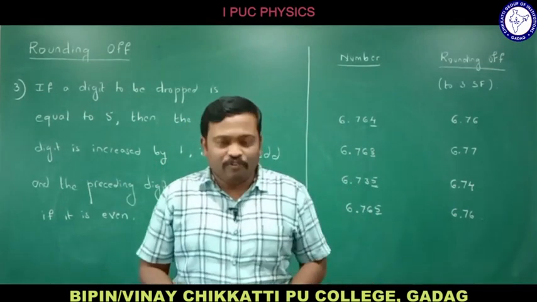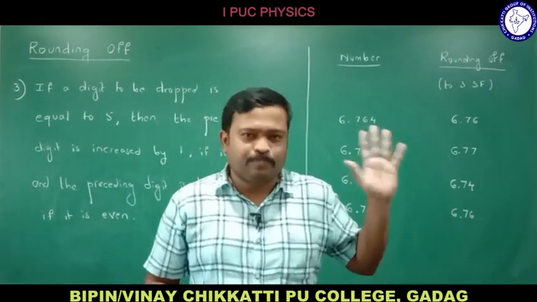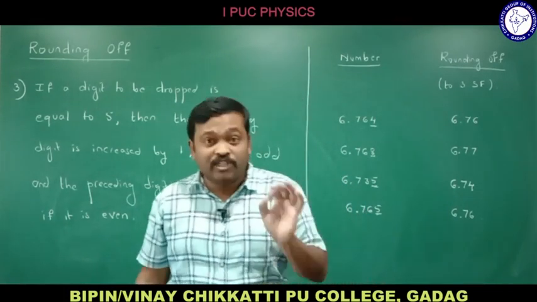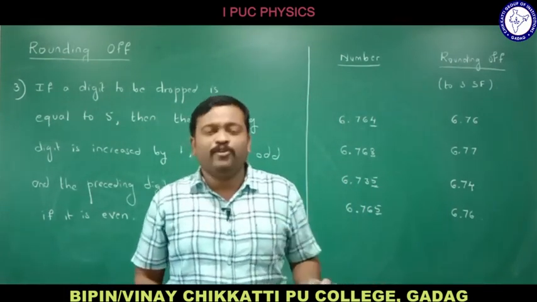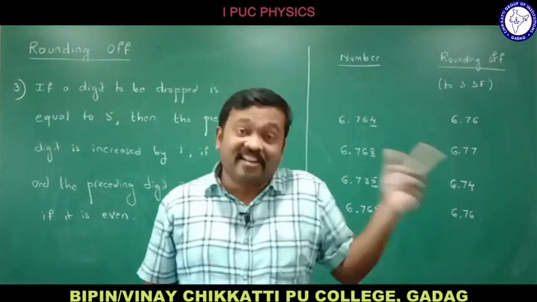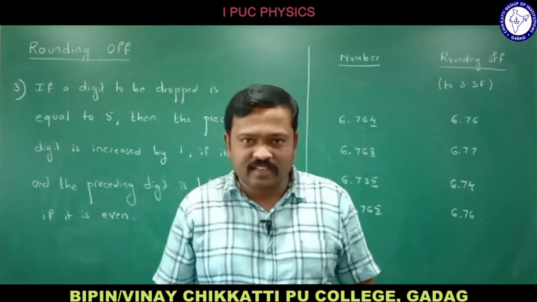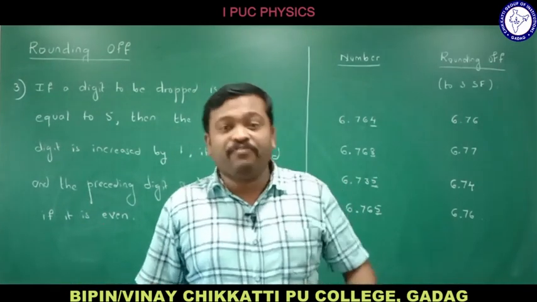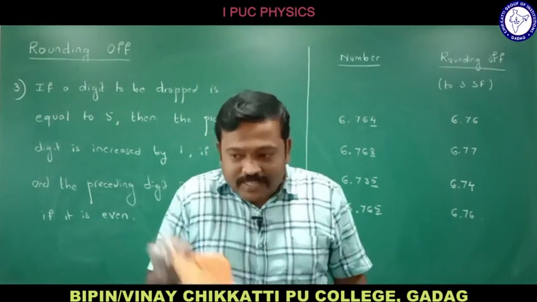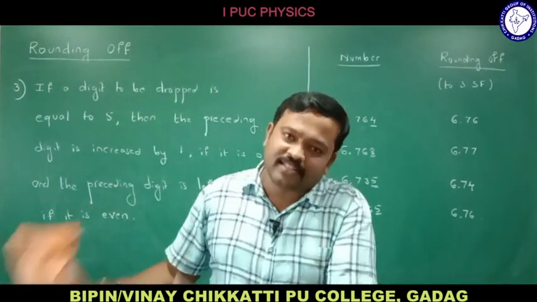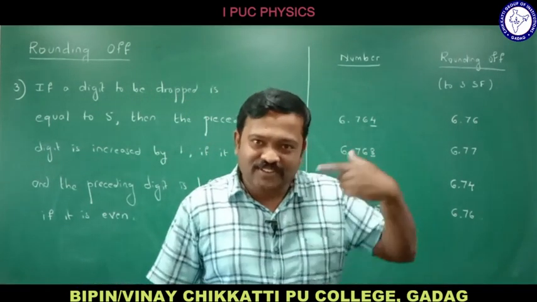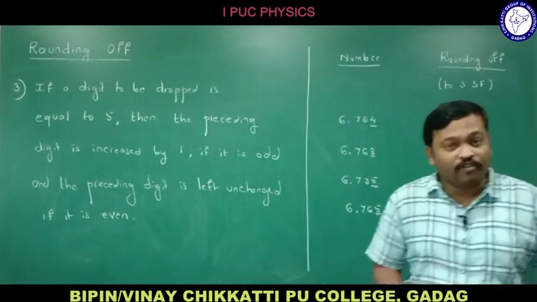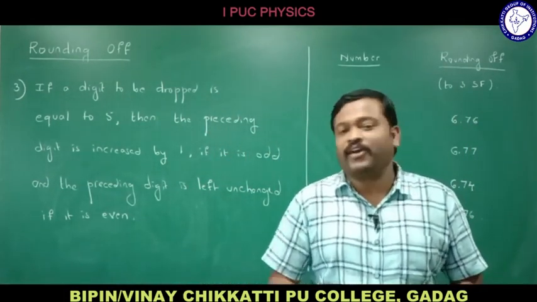Simple. If you want to round off a number to specific significant figures or decimal places, you need to check which digit you need to drop. If it is greater than 5, add 1 to the preceding digit. If it is less than 5, keep the preceding digit as it is. If it is equal to 5, then there are two cases. If the preceding digit is even, keep it as it is. If it is odd, add 1 to it. So these are the rules for rounding off numbers, right? Okay, thank you.